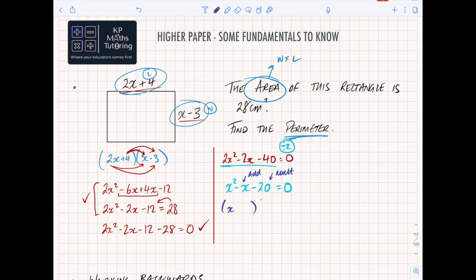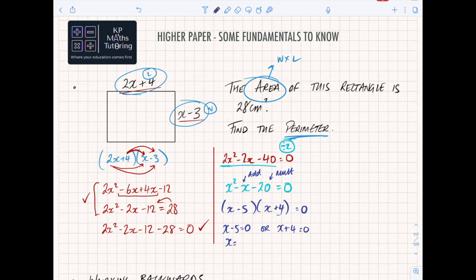Again, depending on how confident you are with factorising, hopefully you can see that my two values would be 5 and 4. I just need to get the negatives the right way around. So it'd be minus 5 and plus 4, because minus 5 plus 4 is minus 1, and minus 5 times 4 is minus 20. So therefore I'm saying x minus 5 equals 0, or x plus 4 equals 0.